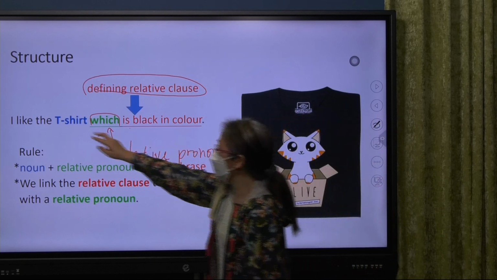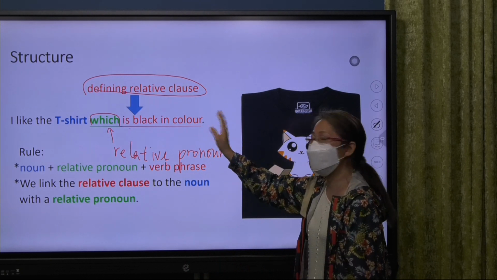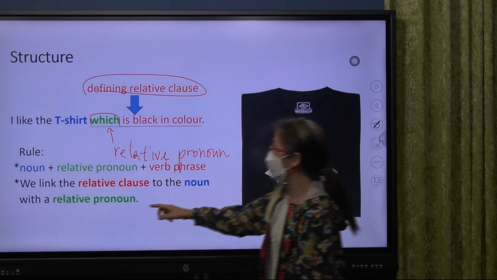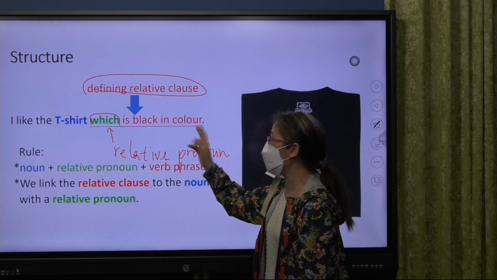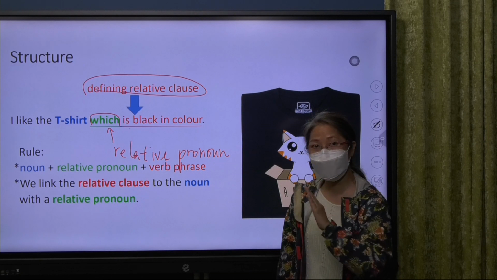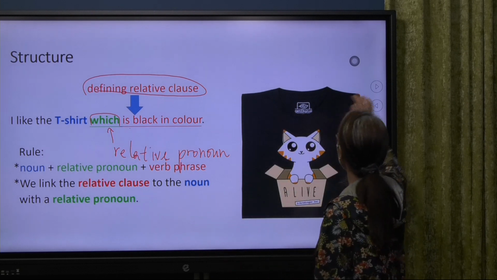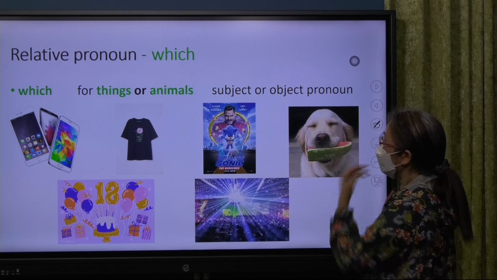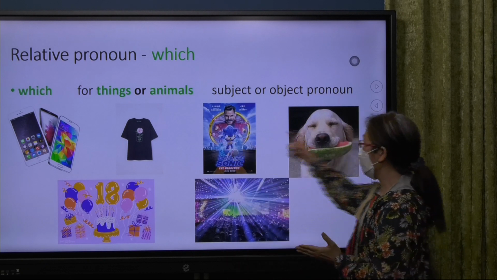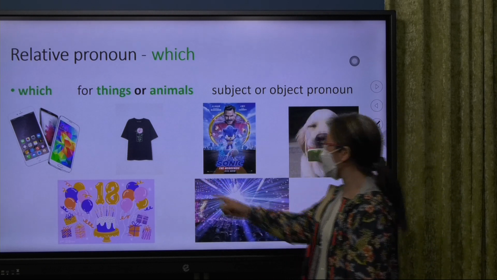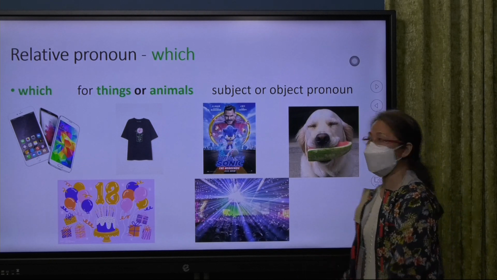Okay, so remember, we always put the defining relative clause after the noun. T-shirt. Okay, and then remember, there should be a relative pronoun, which or who. Here, t-shirt, thing, not a person. So we use which, and then the verb phrase. We use relative pronoun which for things or animals, like these. Okay, mobile phones, t-shirt, movies, dogs, birthday party, concert, things like that.